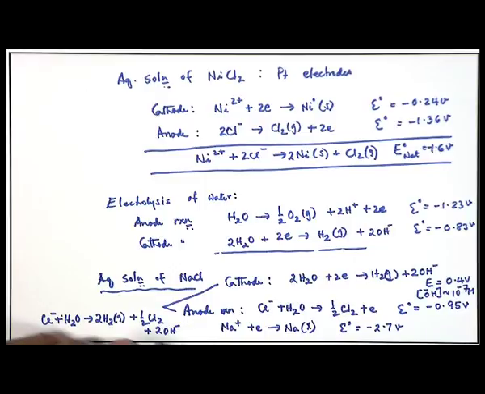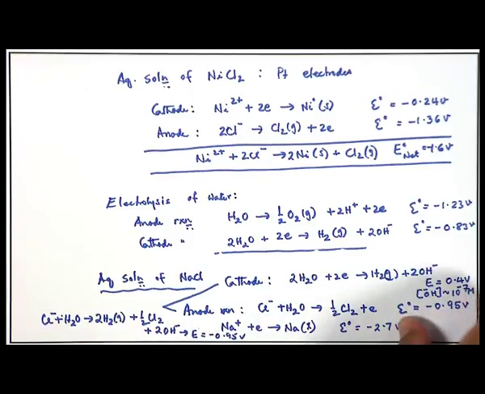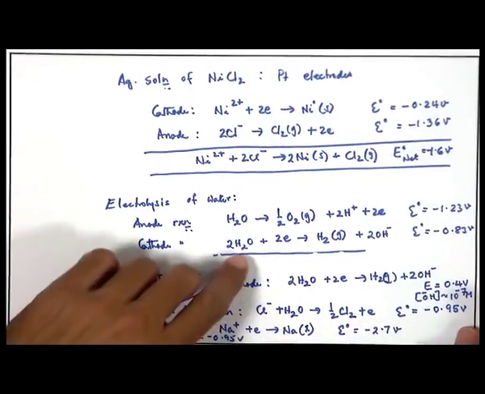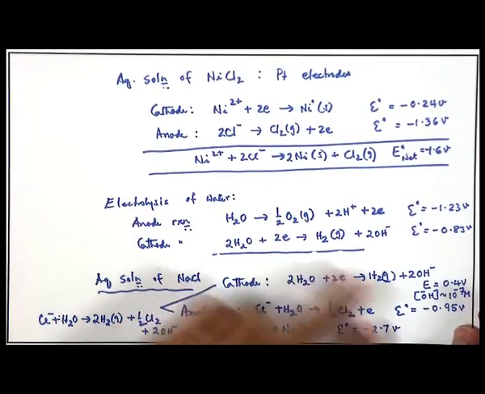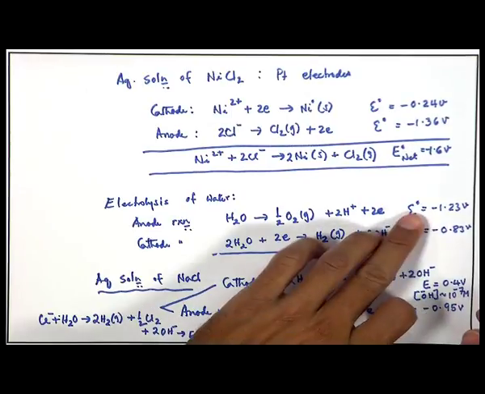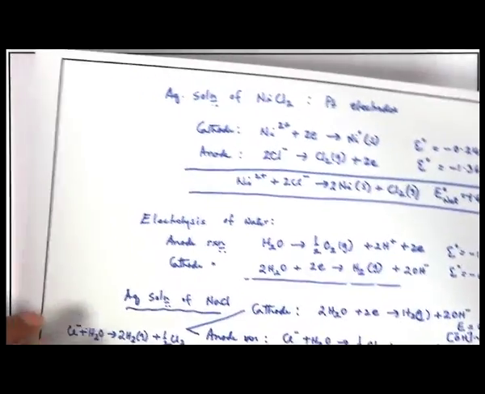So, in this case this E is minus 0.95 volt. Anyway, these numbers are not that important, but I just wanted to tell you that when there is a competition, then you need to consider these numbers. That will decide which one will be favored over the other.